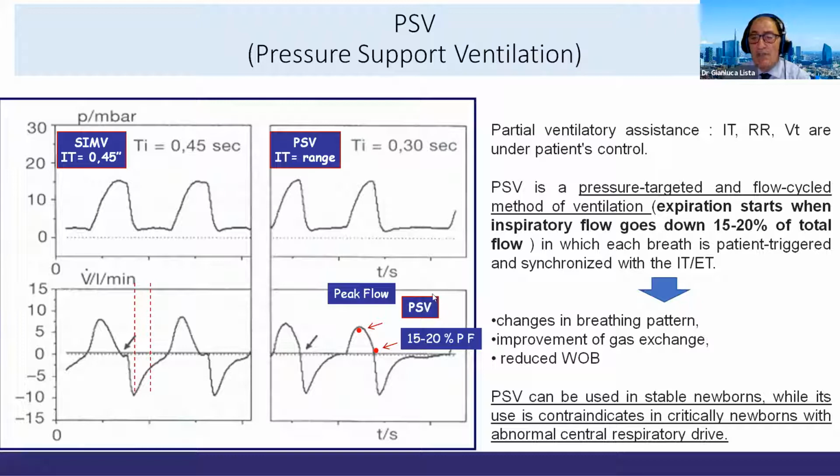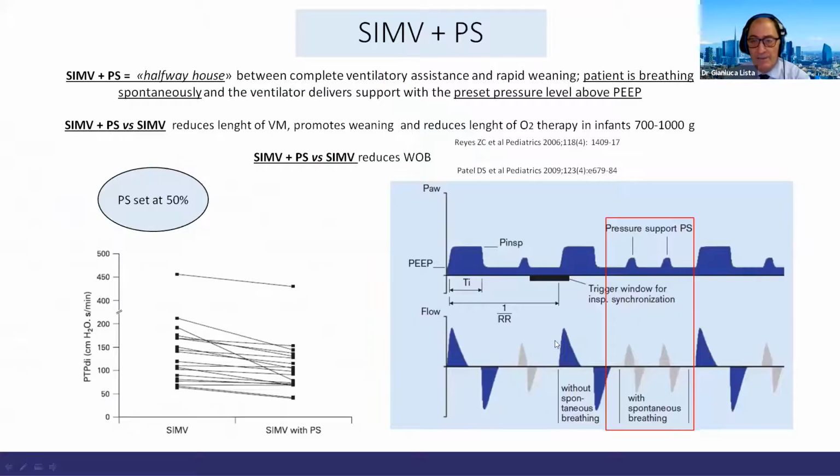With pressure support ventilation, there is a positive impact on breathing pattern. There is a good improvement of gas exchange and a good reduction of the work of breathing. Pressure support ventilation can be used in stable newborns and is not indicated in critically ill newborns with abnormal central respiratory drive. The SIMV plus pressure support is a halfway house between a complete ventilator assistance and rapid weaning.